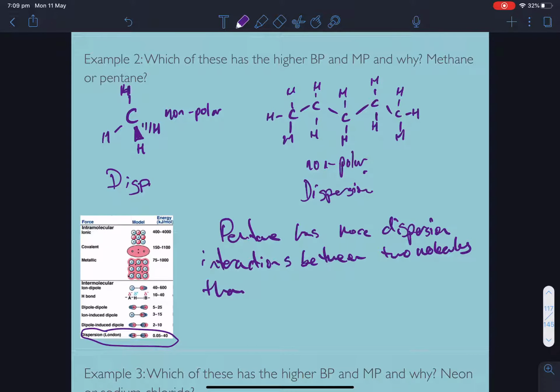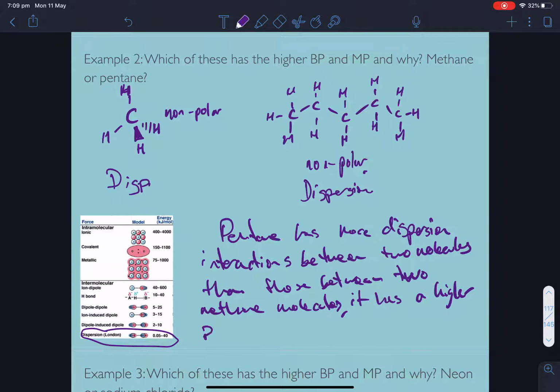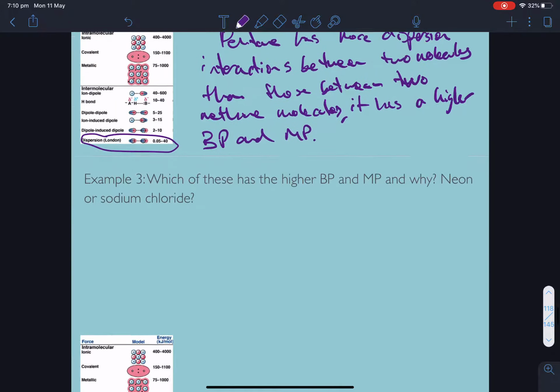than those between two methane molecules, so it has a higher boiling point and melting point. Okay, the intermolecular forces between two pentane molecules are stronger than those between two methanes.